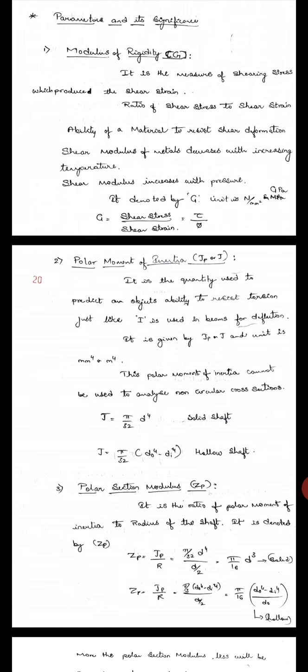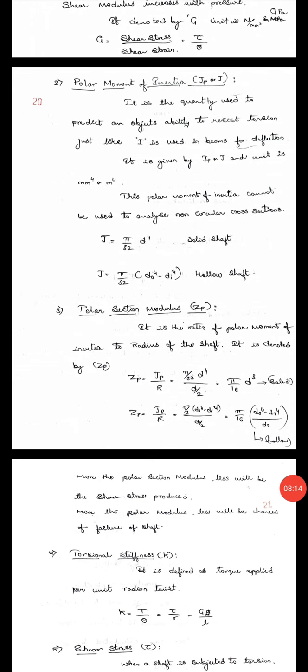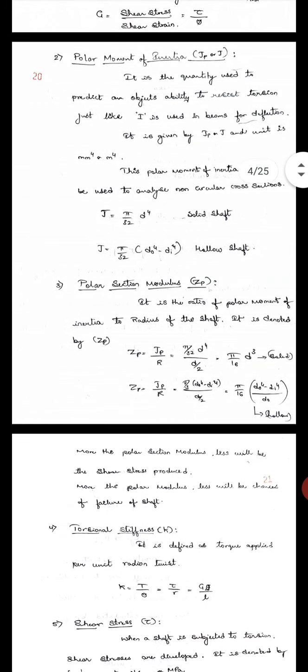So polar moment of inertia is measured in mm raised to 4 or meter raised to 4. The formula is pi by 32 D raised to 4 for solid shaft and pi by 32 D raised to 4 minus di raised to 4 for hollow shaft. Next, polar section modulus. It is the ratio of polar moment of inertia to radius of shaft. Z equals to J by R. So more the polar modulus is, lesser will be the shear stress produced. More the polar modulus, less will be the chance of failure of the shaft.